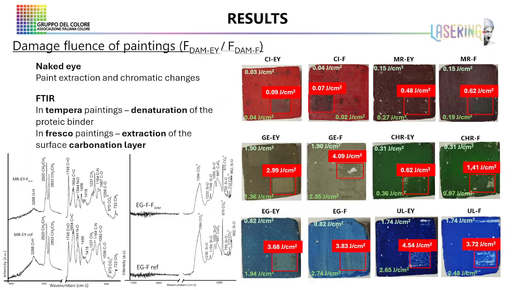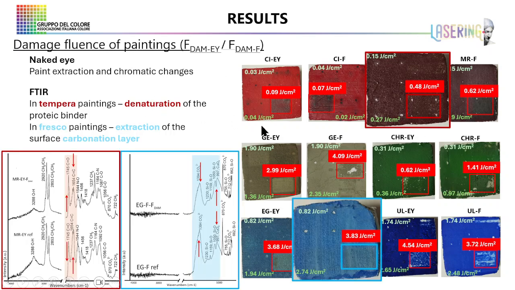From the point of view of the damage fluence applied on the paintings, it's evident already to the naked eye: the chromatic changes turning more darkish, or whitening, or some yellowing, and some paint extraction. With the spectroscopic analysis, it was possible to identify for the tempera paintings a denaturation of the proteic binder, because after the irradiation we could see an increase in intensity of the band at 1745, which is assigned to a carbonyl functional group of triglycerides, and a slight decrease of the band assigned to the protein.